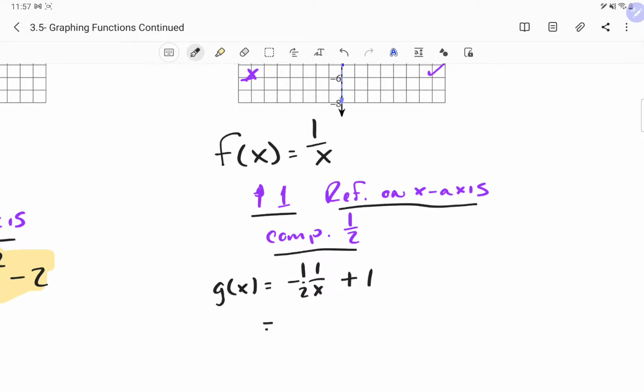Okay, and what we're left with, let's go ahead and simplify. So remember, multiplying fractions, you just multiply across, right? So we've got negative 1 times 1 is negative 1, 2 times x is 2x, plus 1. All right, and so this is what our function is going to look like. Right, so this is the actual graph of the function. All right, let me know if you have any questions, guys.